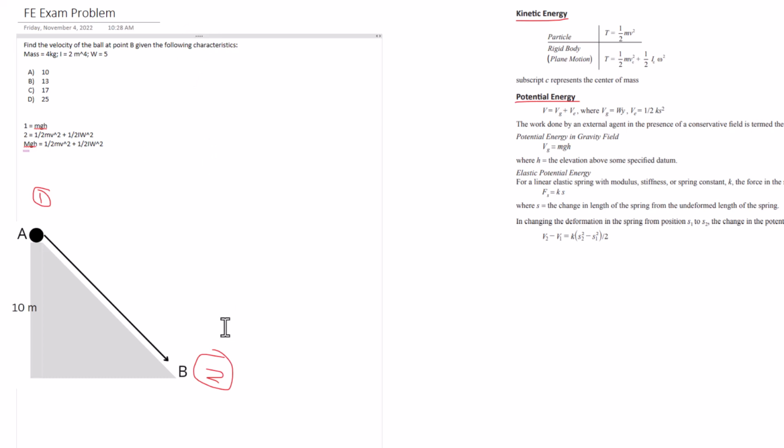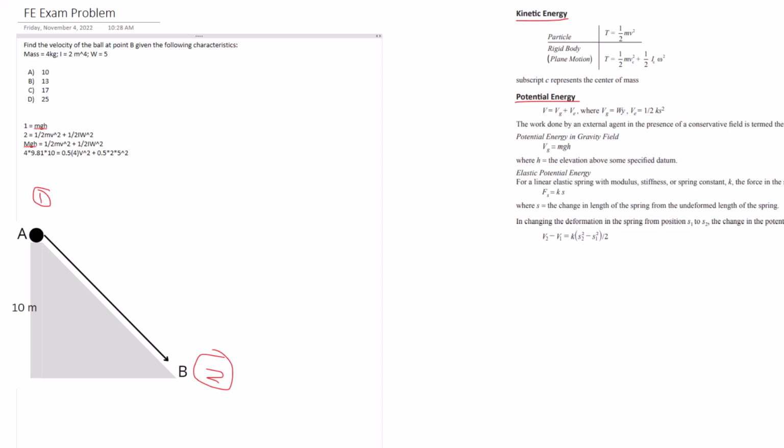We want to find the velocity of the ball at point B. We have the mass, that's 4 kilograms. We know what gravity is, 9.81, so you can see how this process works out. You pick your two spots, you find the equations that apply, and then enter in your variables, and you should be able to find the answer. 10 meters is the height. Then we have 1/2. I'm going to write 0.5. For my purposes here, the mass again is 4. We don't know the velocity, so that's v squared. We do know these other values here. 0.5 times I, which is 2, times the rotational velocity, 5 squared.